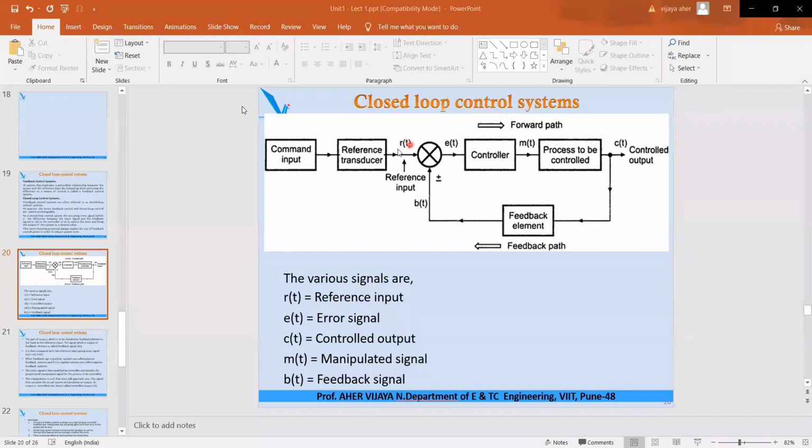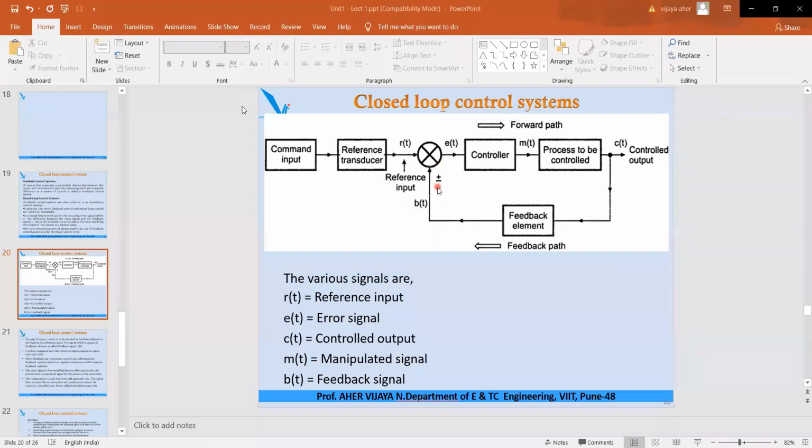So what is RT? RT is in the time domain. In the time domain, I have drawn the block diagram. This RT is nothing but your reference signal. This ET is your error signal generated through this comparator. For the comparator, one input is the reference signal, the second input is BT. So what is BT? BT is nothing but the feedback signal. A sample of the output is fed back to the input side through this feedback element, and that is BT.